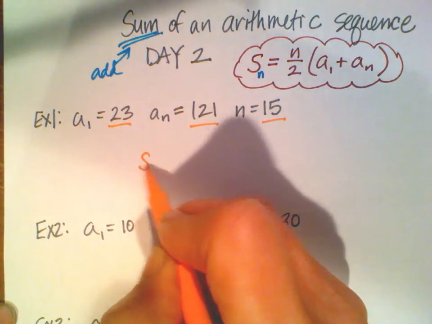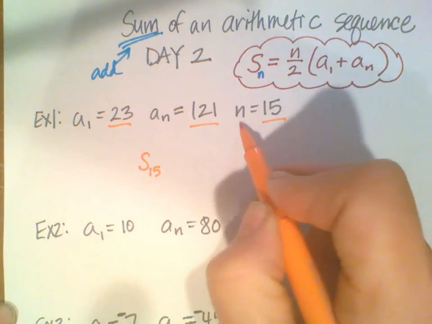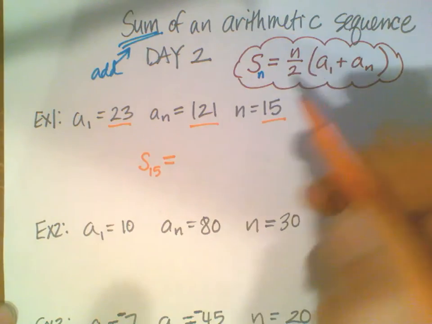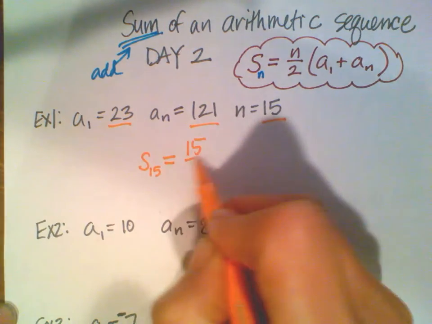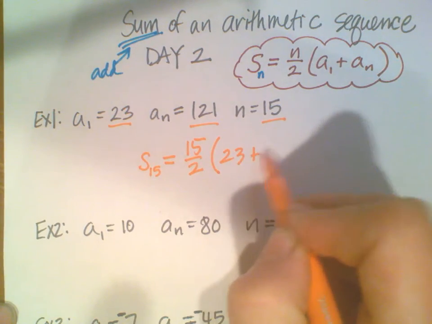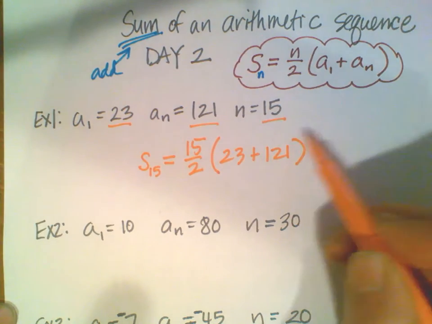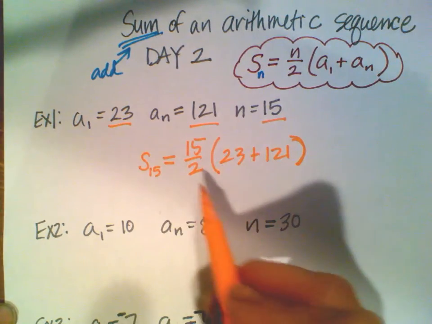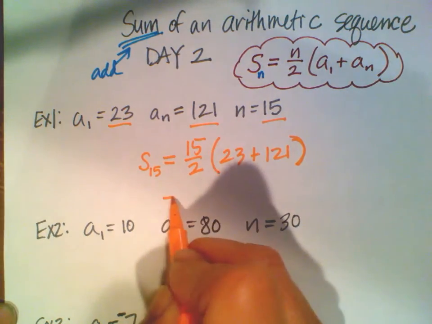In this case, it's the sum of the first 15. I know that because n is 15. The sum of the first 15 is n over 2 times the first term plus the last term. And so I know the formula. I know all the pieces. I plug them in, and I get an answer.